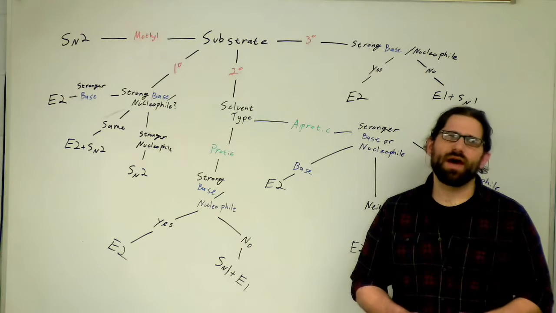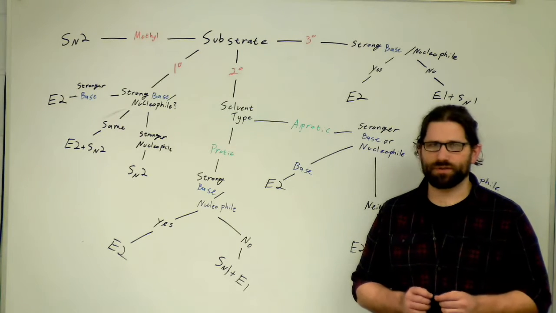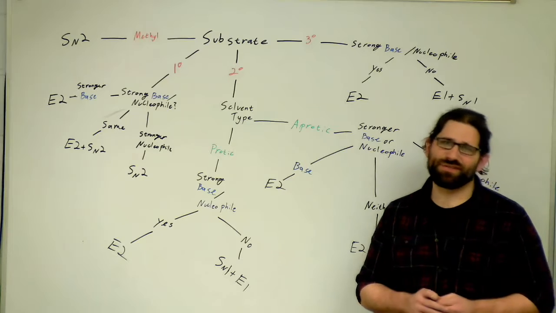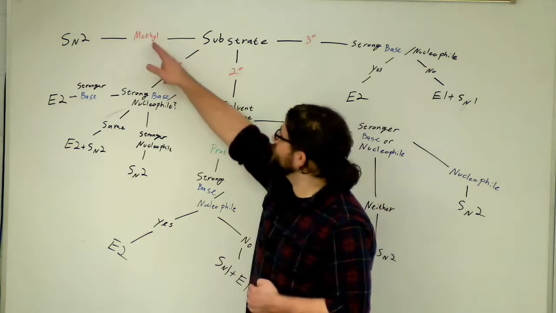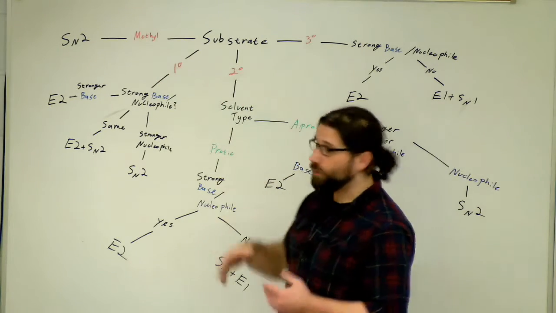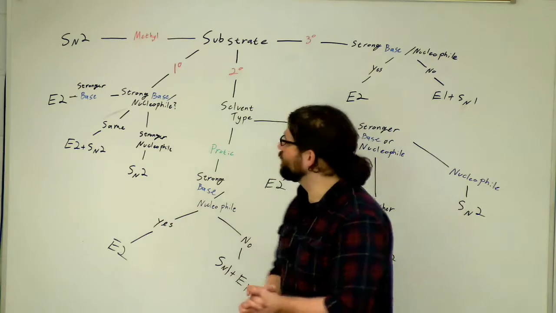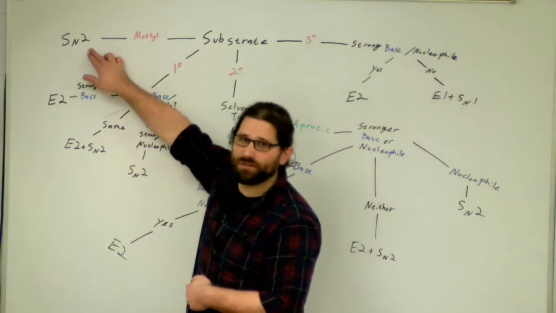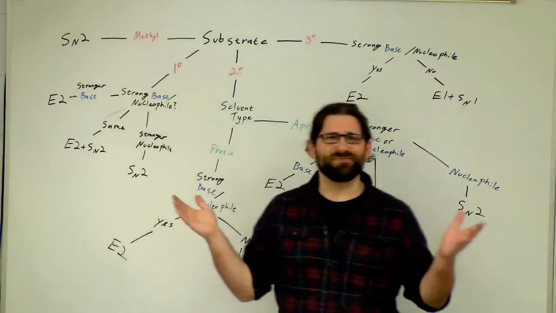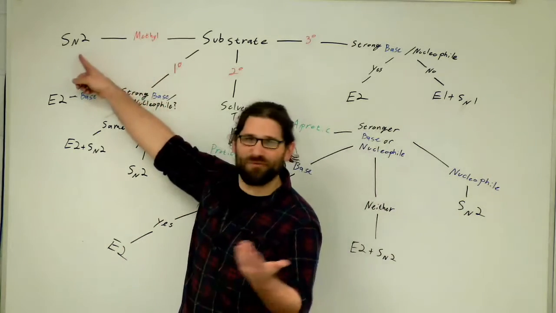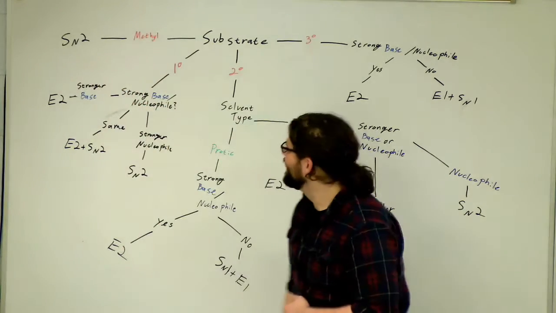So now we understand how to classify our substrates according to steric hindrance. And we can look at our first part of our flowchart. If we have a methyl substrate, well, we're going to have an SN2 reaction. We're not going to have any of these other types. Fantastic. We can already figure out one type of reaction mechanism that we have.